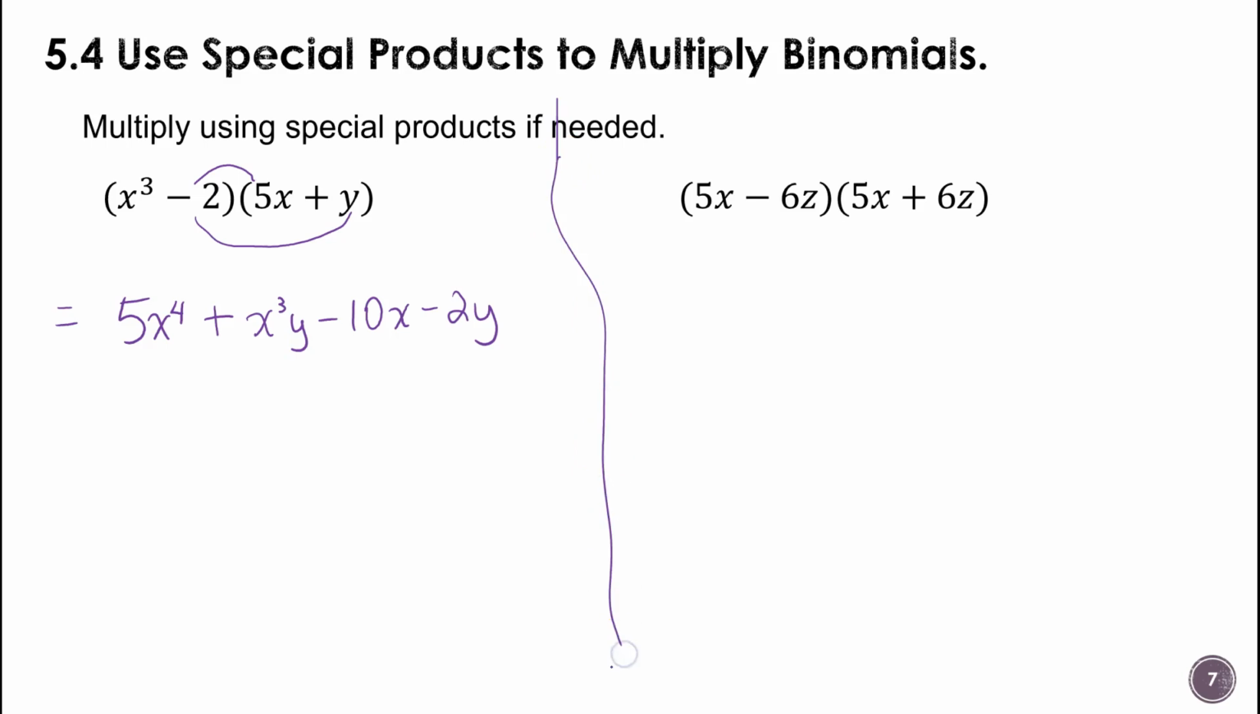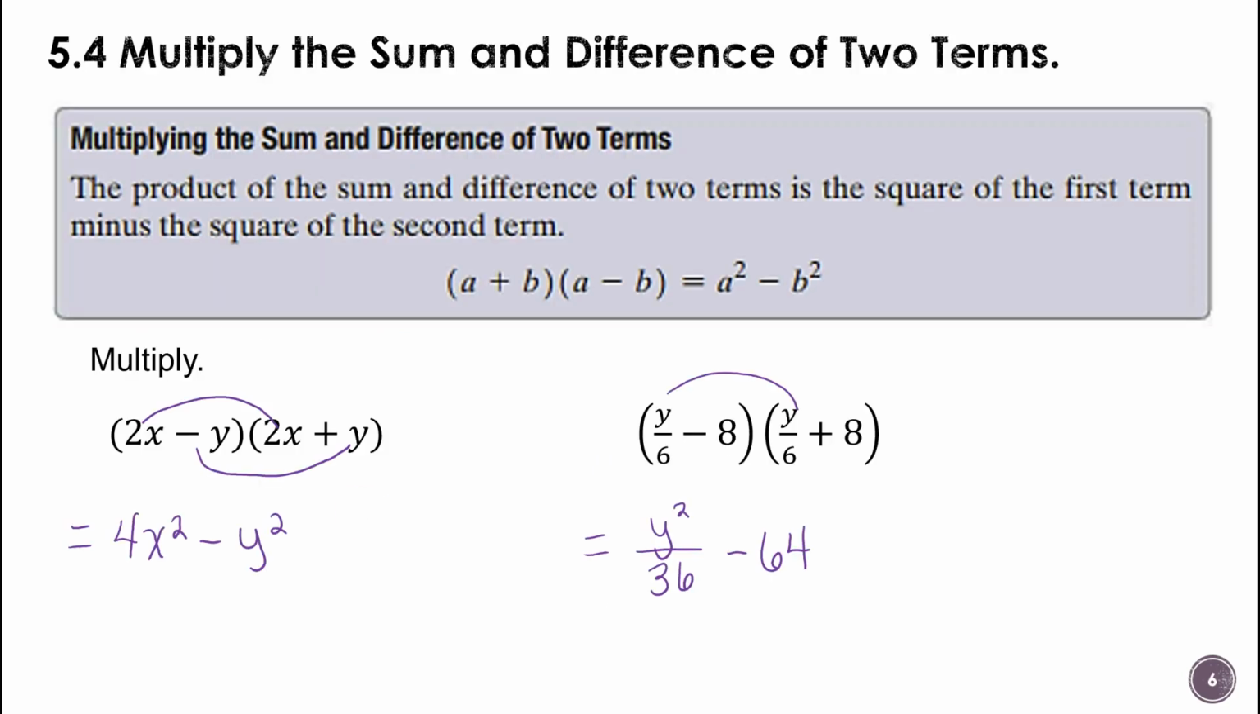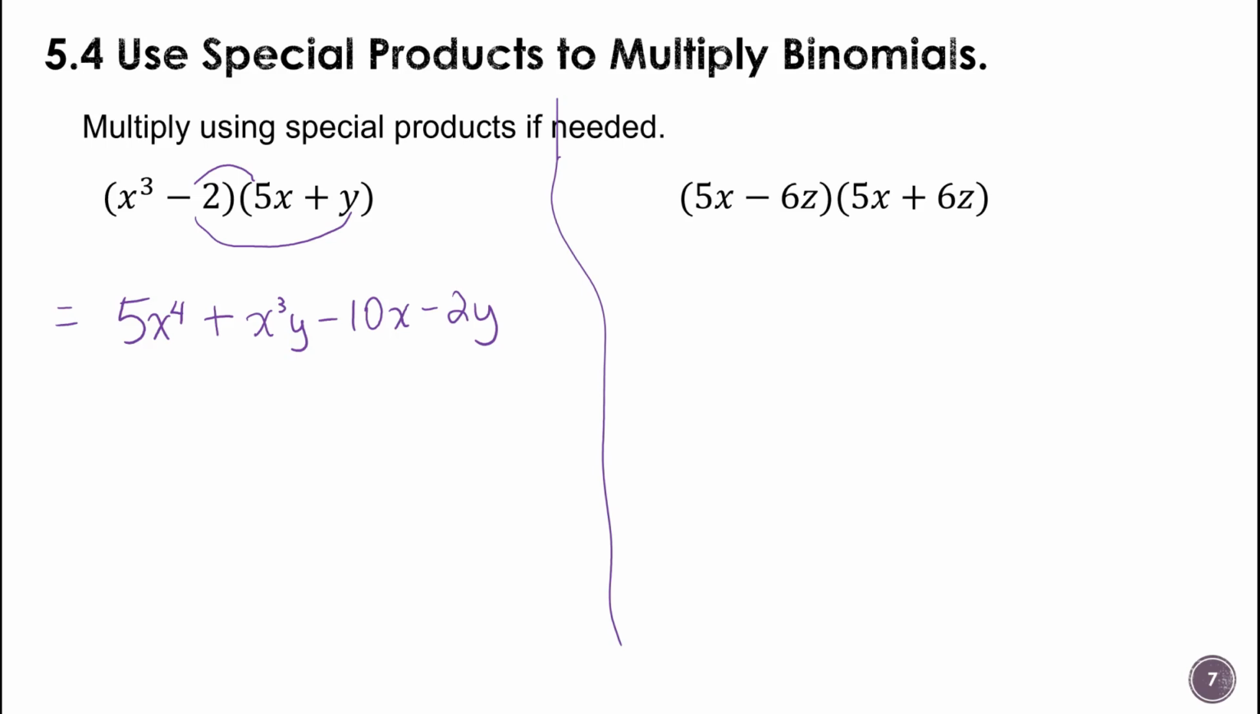On the next one, we have the sum and difference, right? The sum and difference of two terms, multiplying them. So we're just going to multiply 5x times 5x, which is 25x squared, negative 6z times 6z, so that's minus 36z squared.